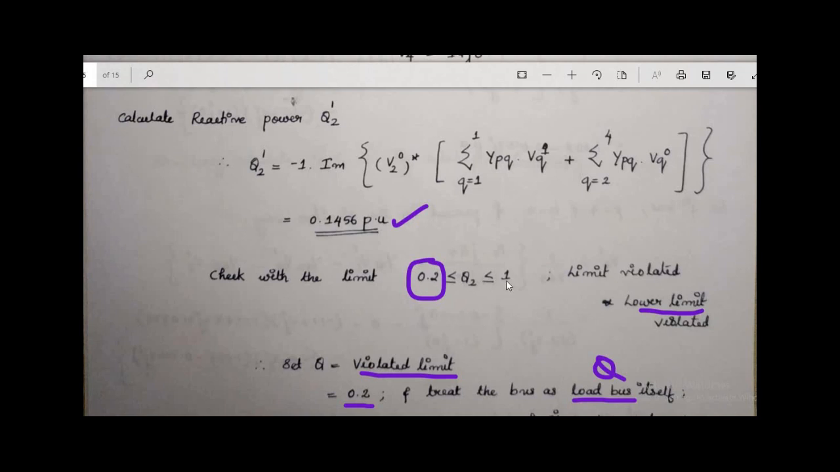Once your limit is violated, you cannot treat this value as 0.1456. Instead, you have to set the reactive power value as the limit violated. Here this limit is violated. That is 0.2 is violated. So you have to set it as 0.2.